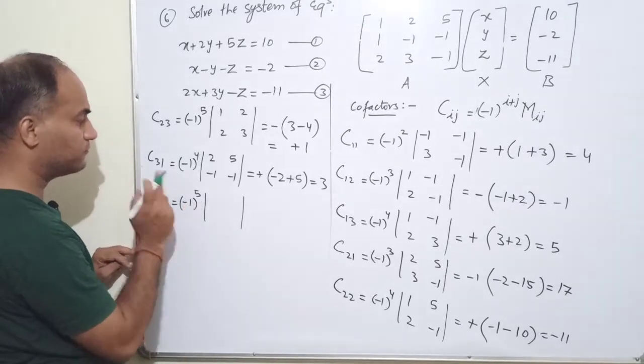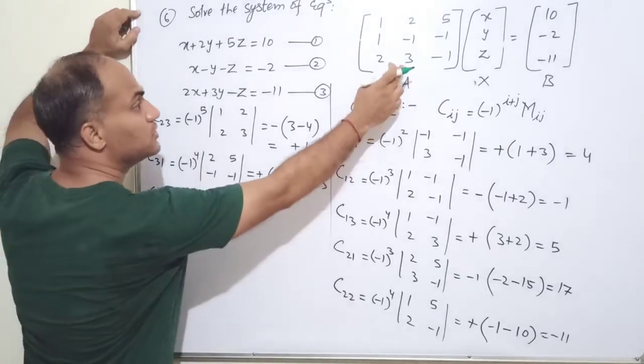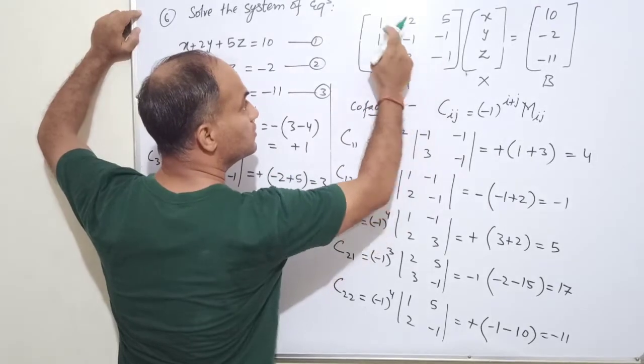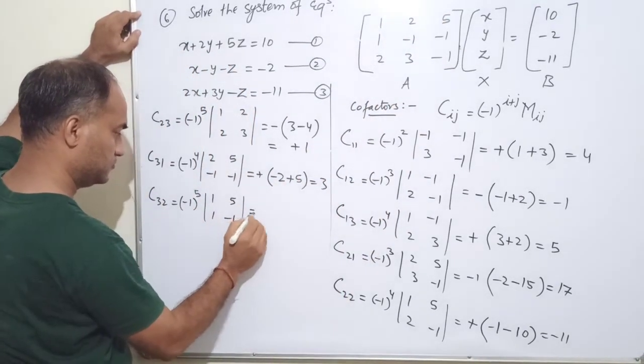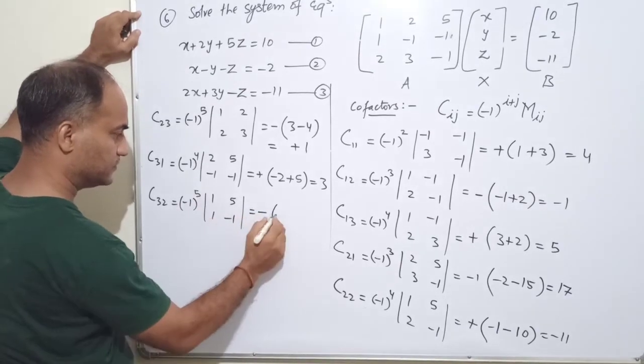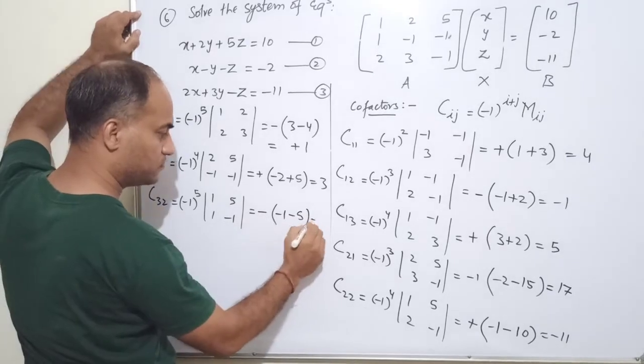Minus 1 to the power 5. Now we get 3, 2. This element, leave this, 1, 1, 5, minus 1. So this is negative minus 1 minus 5, minus 6 into this, so plus 6.